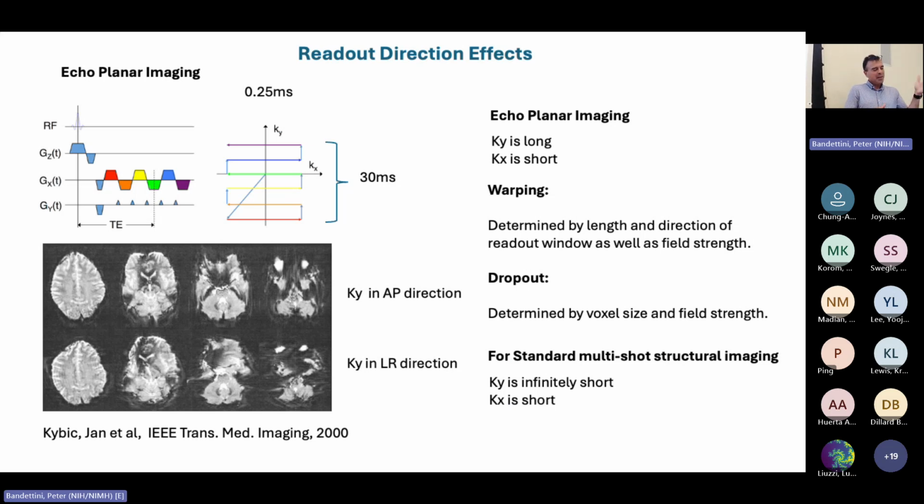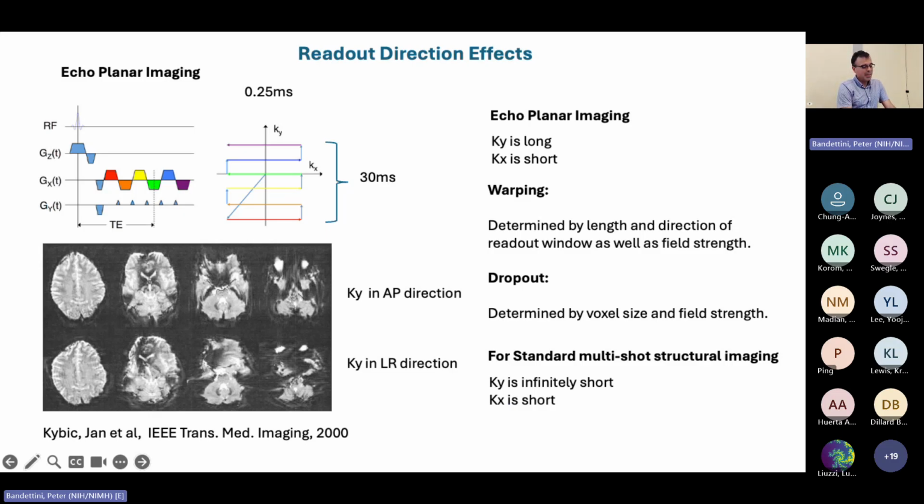And also warping. Getting back to the initial thing I was talking about, it depends on the direction of your readout. When you collect echoplanar data, the way you fill K-space is very different depending on whether you're going left to right or bottom to top. If you raster it, this is color coded right here, it takes about 0.25 milliseconds to collect each line left to right. That's really fast. And it takes about 30 milliseconds to go bottom to top.